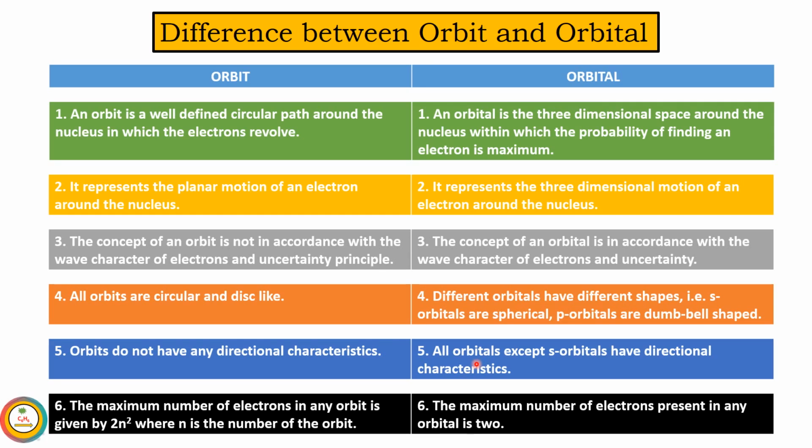The maximum number of electrons in any orbit is given by 2n squared, where n is the number of the orbit. The maximum number of electrons present in any orbital is 2. An orbital can accommodate only 2 electrons, but an orbit can accommodate 2n squared electrons. For example, the first orbit accommodates 2 electrons, the second orbit accommodates 8 electrons, and so on. But an orbital can accommodate only 2 electrons. So these are the few differences between orbit and orbital.